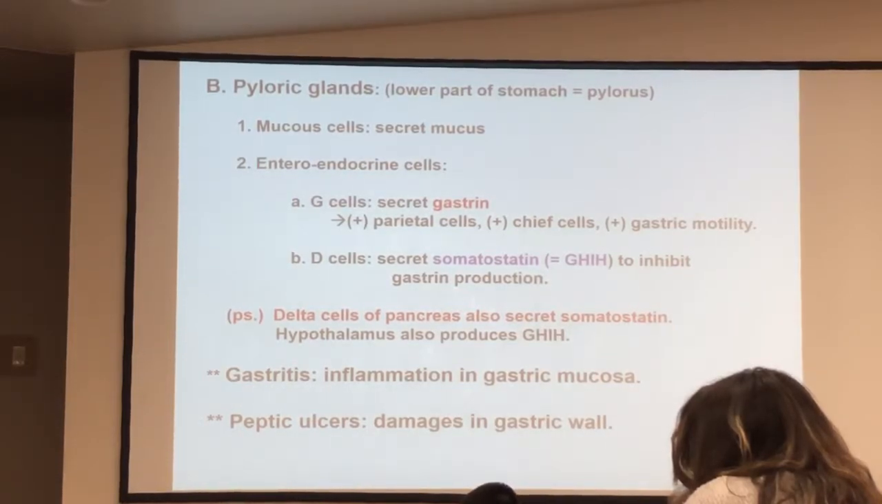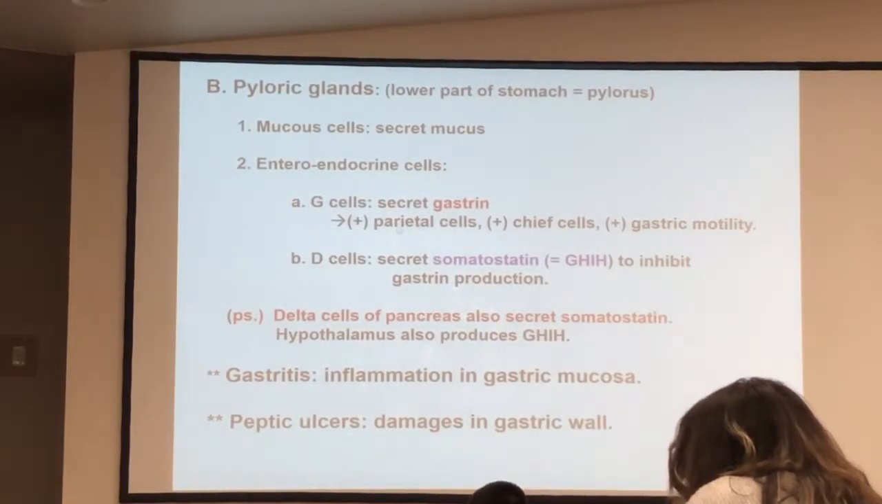In the lower part, we have a lot of mucus glands, of course. We have endocrine cells there. G cells produce a hormone called gastrin that will promote or increase the parietal cell's ability to produce HCl. Chief cells produce pepsin and muscle contraction, which we call gastric motility. D cells will produce somatostatin, also called GHIH, growth hormone inhibiting hormone, which inhibits gastric production.